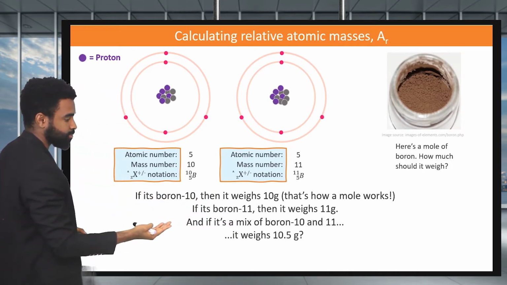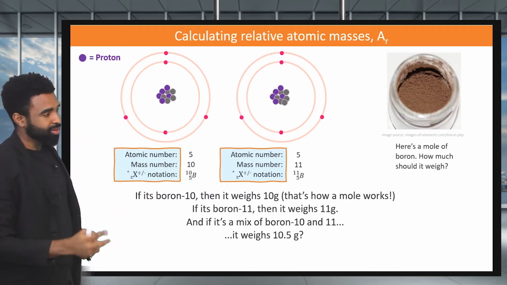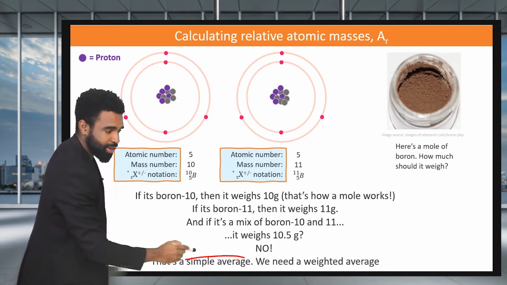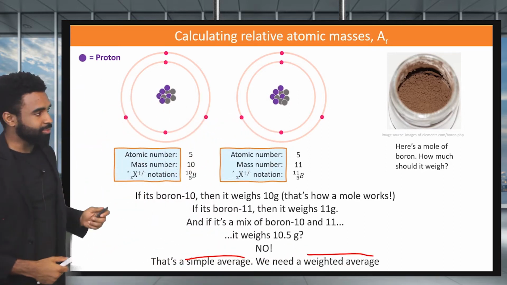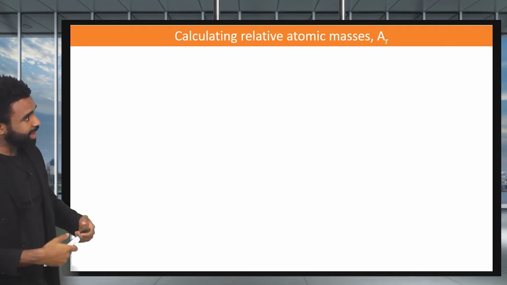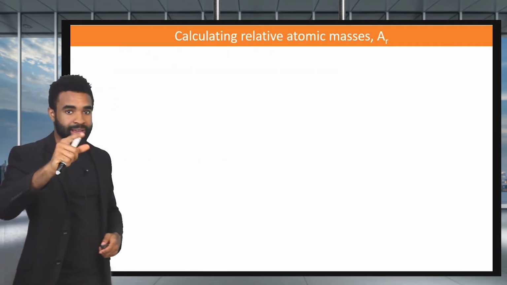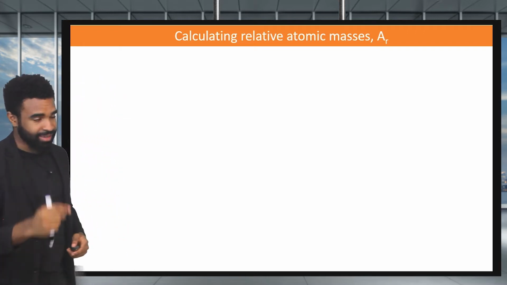Does it weigh 10.5 grams? Maybe 11 plus 10 divided by 2? No, because that would be what? That would be a simple average. What we need is a weighted average to take into account the relative abundances of each of these isotopes. Where do we get those relative abundances from? Well, we get them from something called a mass spectrometer, but I'll talk about that in a second.